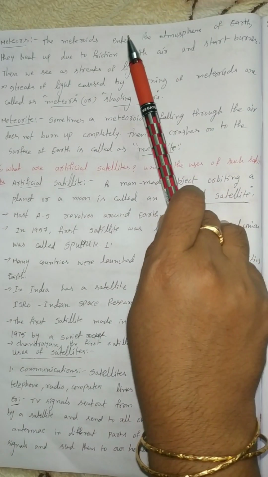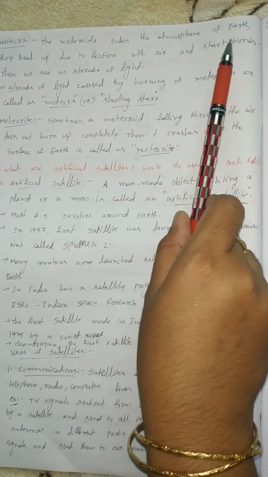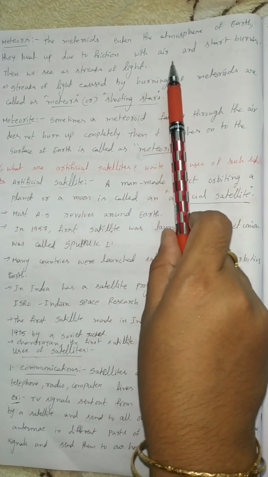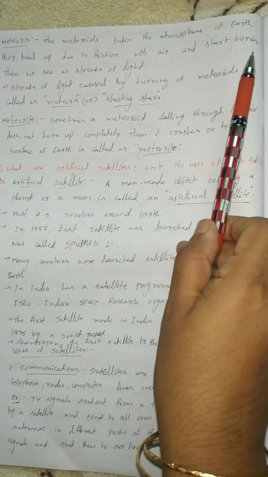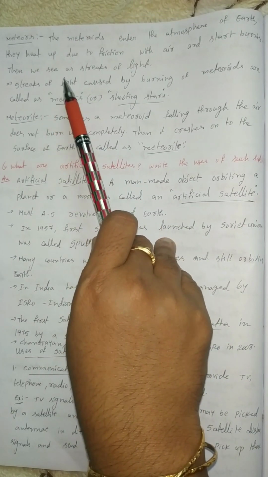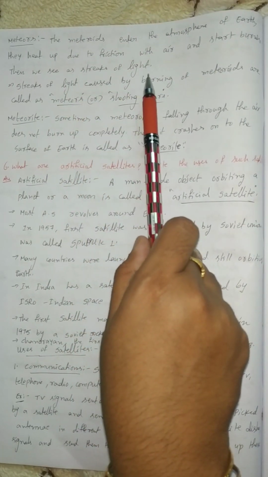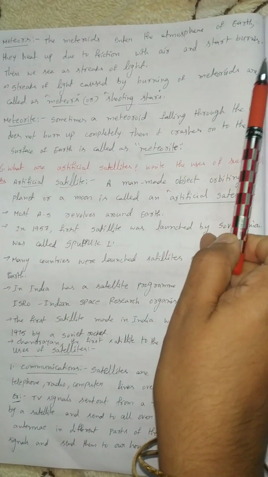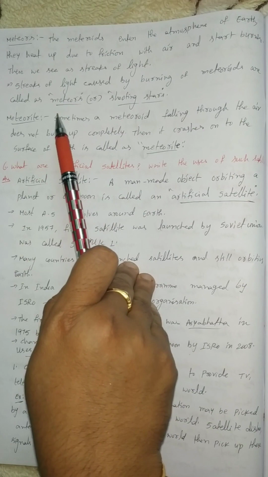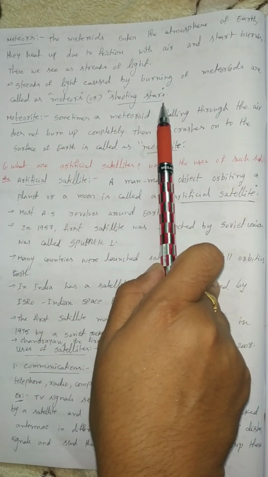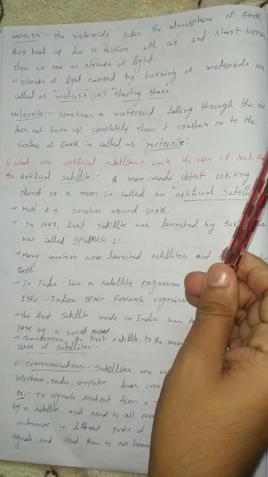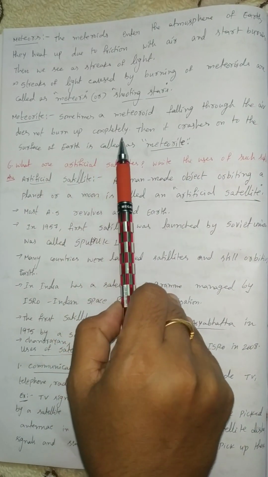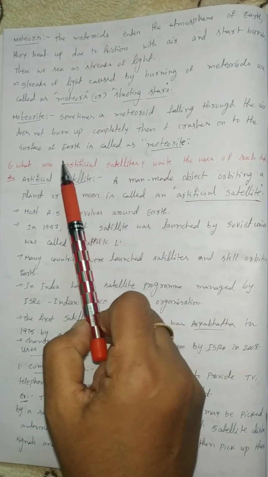Meteors. The meteoroids enter the atmosphere of Earth. They heat up due to the friction of the air and start to burn. So we can see streaks of light. The streaks of light caused by the burning of the meteoroids are called meteors or shooting stars. Okay. If a meteoroid falling through the air does not burn completely, then it crashes onto the surface of the earth.